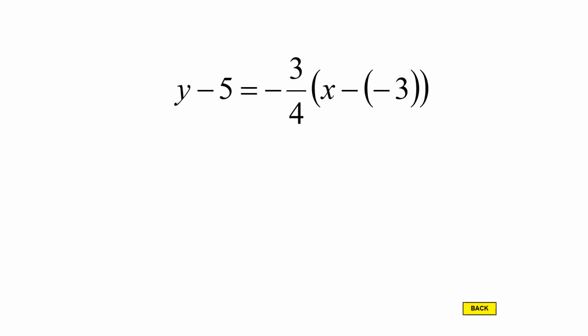Then y minus 5 equals -3/4 times x minus -3. As you know, negative times negative is positive. That means y minus 5 equals -3/4 times x plus 3. Let's go to another example.